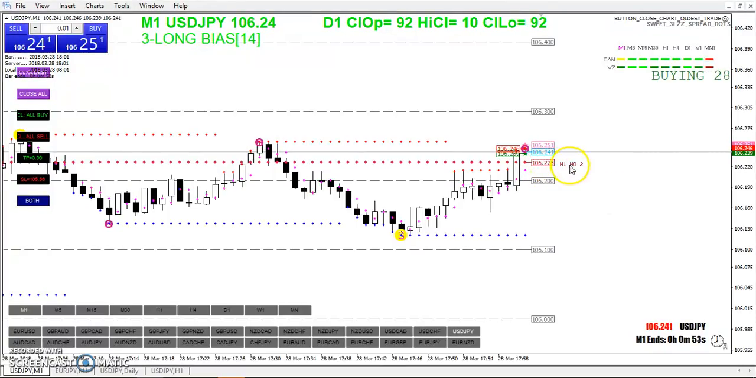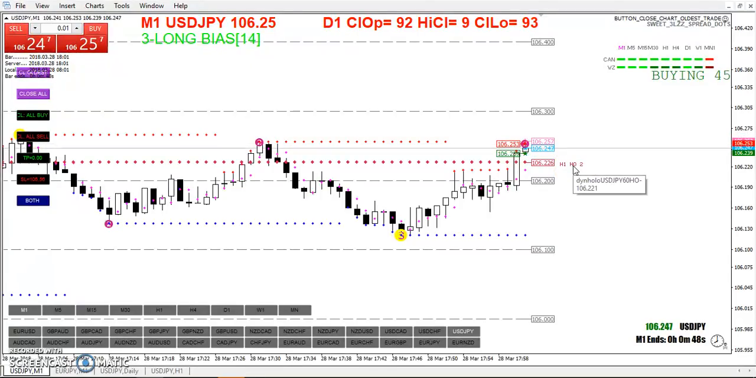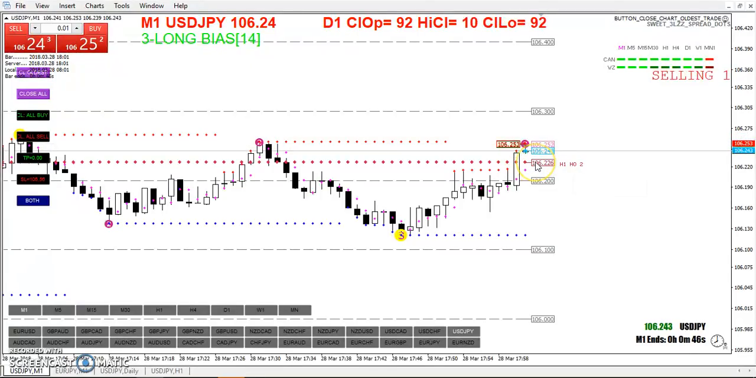So on a holo trade, we want to take it right here. That's the trigger to enter. Okay, we got selling. And it looks like I may have missed that opportunity. We got 30 seconds left in this bar. Now let's switch to buying.